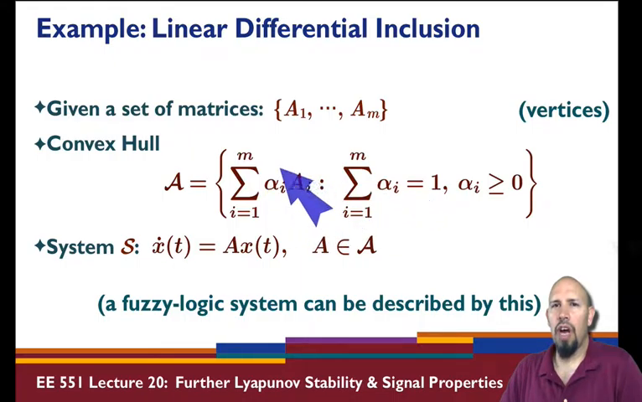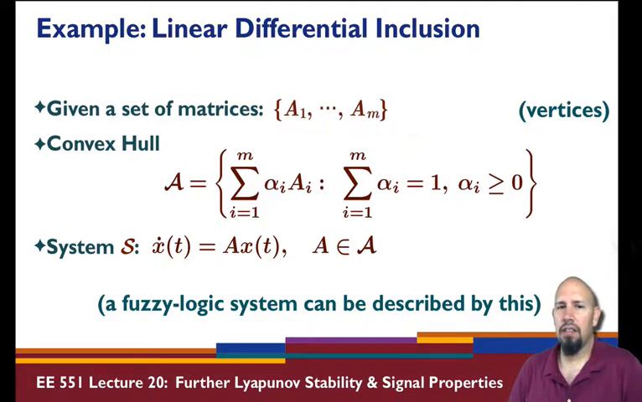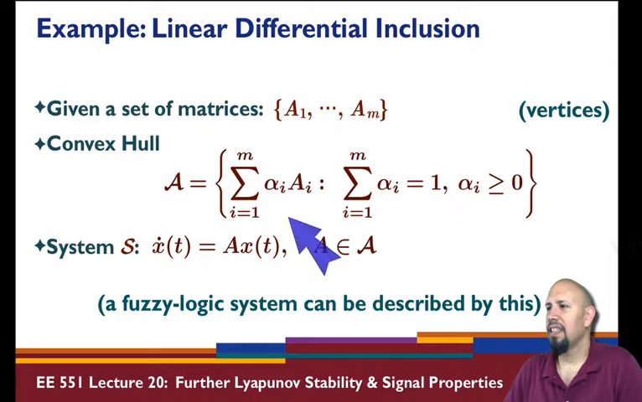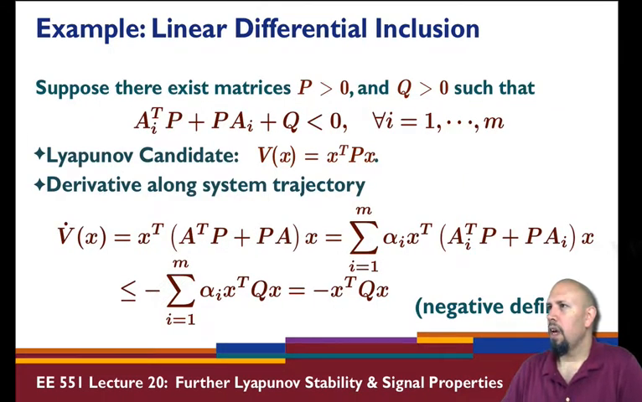So in this way, we can describe the interior of the space of n by n matrices marked by these vertices. And so we have a system x dot is equal to Ax, where A is some element of this set. It turns out that a fuzzy logic system can be described by this kind of linear differential inclusion. So this is why it's a useful thing, because we sometimes want to analyze things like fuzzy systems for stability. So how do we check to see whether the system described by that linear differential inclusion is stable or not? Because we don't know exactly what A is, we can't say specifically anything about the system, but we can determine whether that entire set is stable.